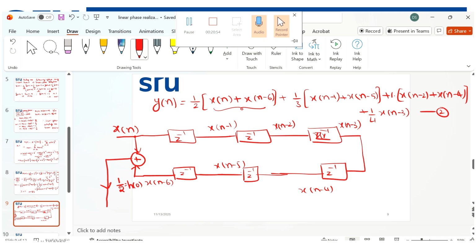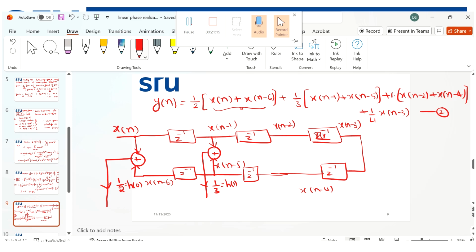Now similarly, the next expression is x of n minus 1 plus x of n minus 5. This is a line which contains x of n minus 1 and here we have x of n minus 5. Now tell me how these two are connected? By again one adder. What is the coefficient here? The coefficient is 1 by 3, that is the h of 1 coefficient.